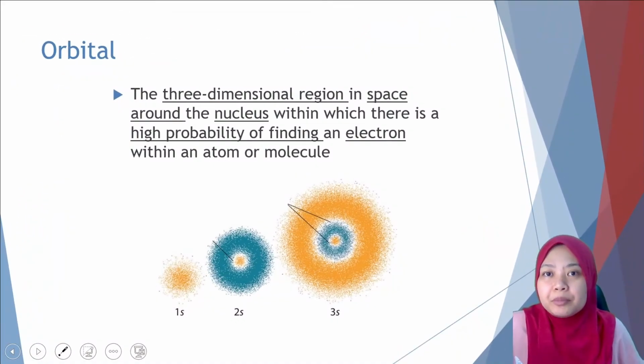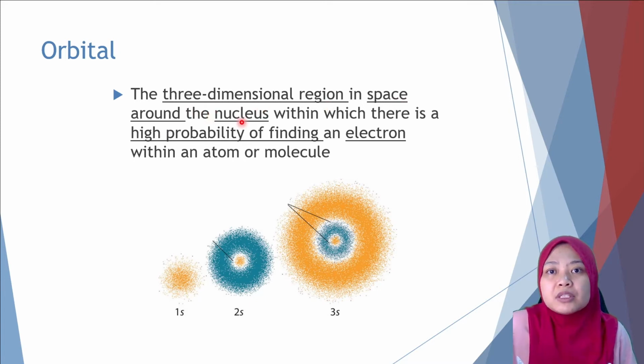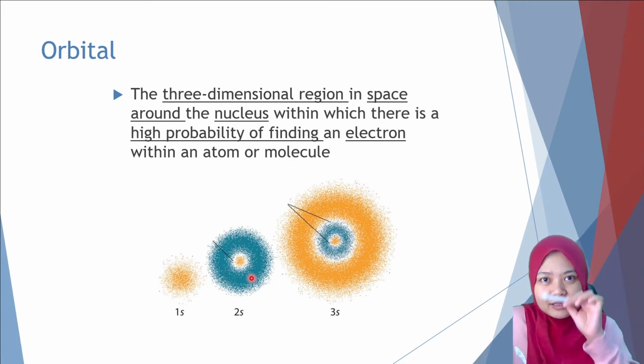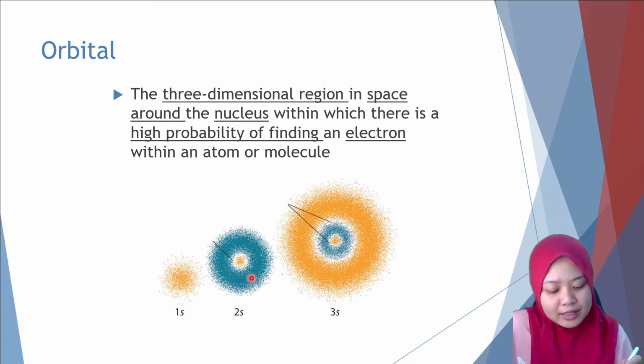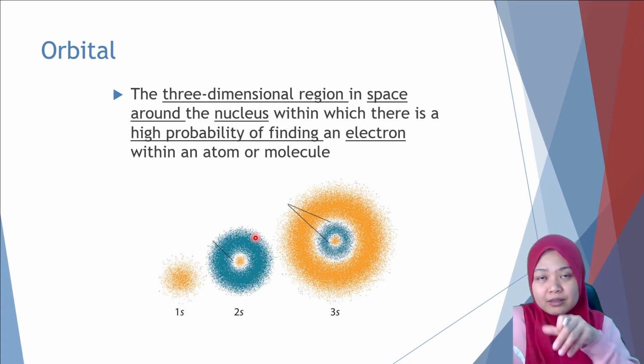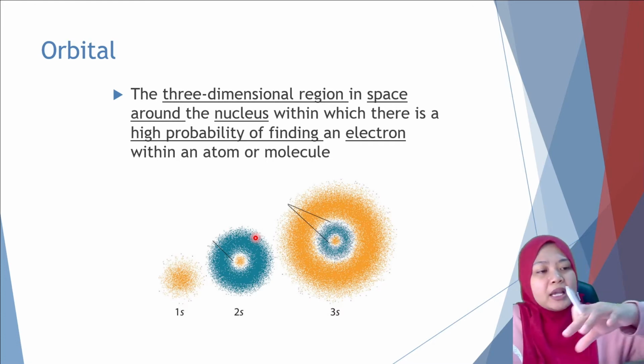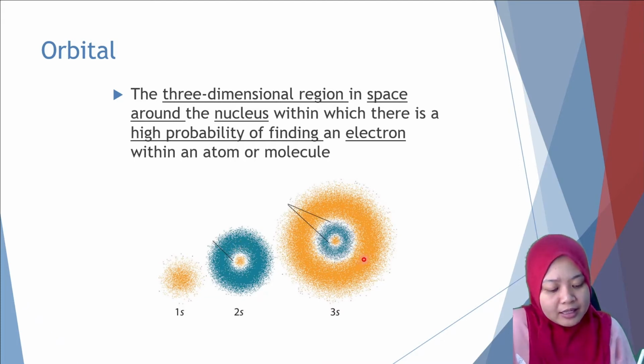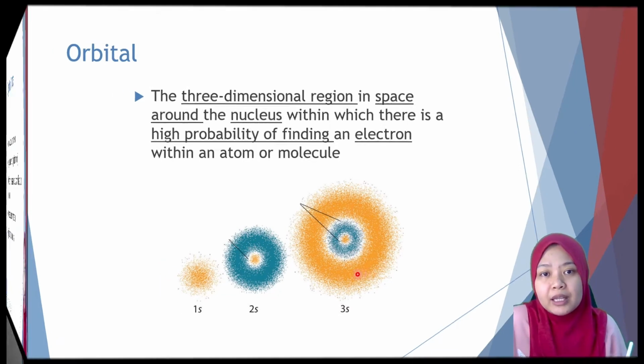First, let's look at the orbital. Orbital is a three-dimensional region in space around the nucleus within which there is a high probability of finding an electron within an atom or molecule. This is the orbital, the round lines that you draw. Okay, so it's actually a region, a region, it does not sit on one line. It's a 3D region, the space around the nucleus. And in this region, there is a high probability of finding an electron.